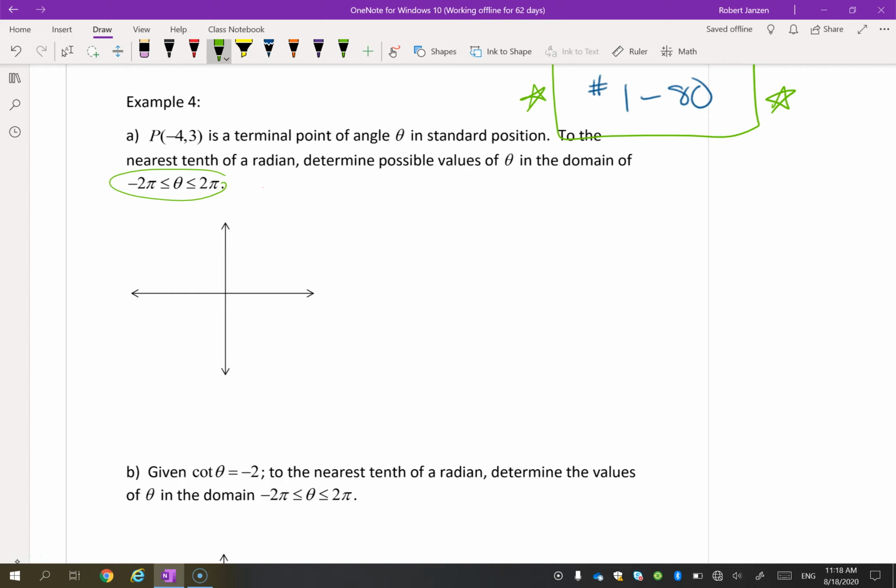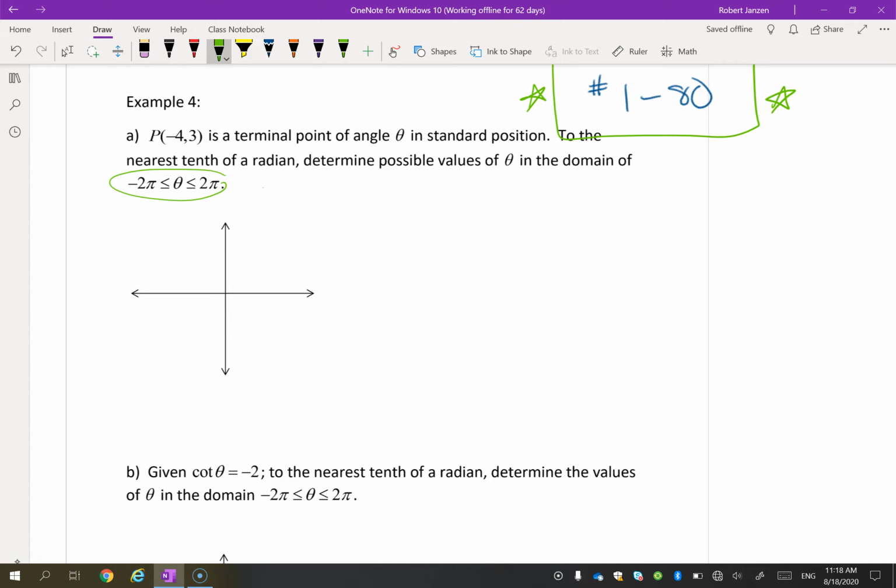Well, it means that theta, the measure of the angle, is somewhere between 2 pi and negative 2 pi. So thinking about that in terms of degrees, that means it's somewhere between negative 360 and positive 360. Okay, so what is that asking for?